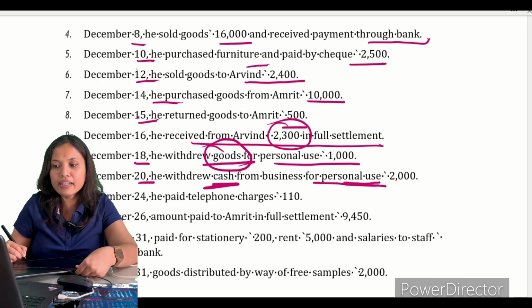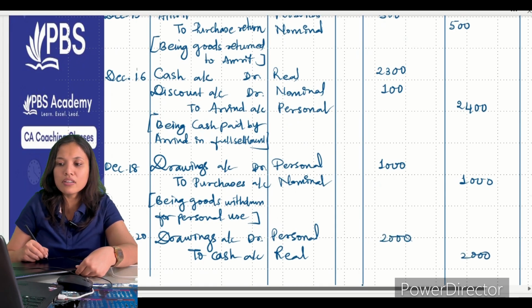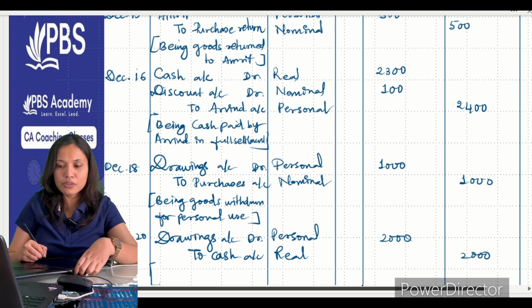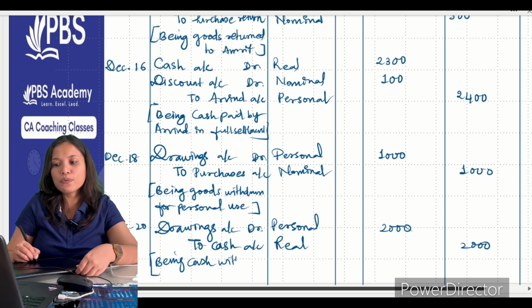What's the amount we have? 2000. Being cash withdrawn for personal use.